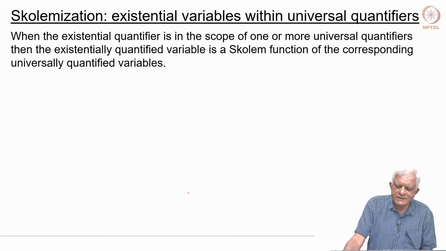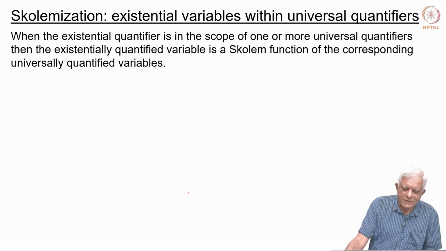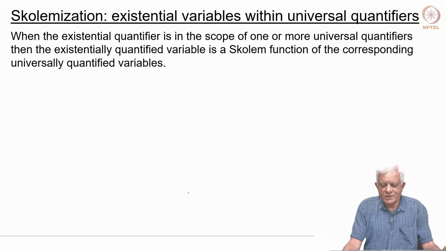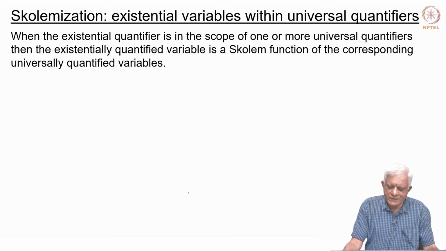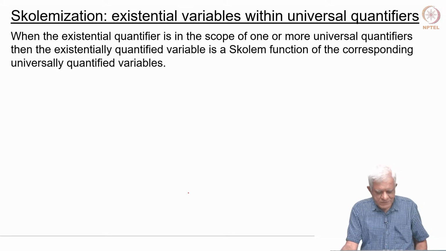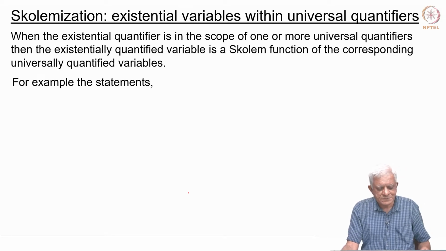Now, what when it is within the scope of a universal quantifier? When the existential quantifier is in the scope of one or more universal quantifiers, then the existentially quantified variable becomes a Skolem function of the corresponding universally quantified variables essentially. So, this example should make that clear.